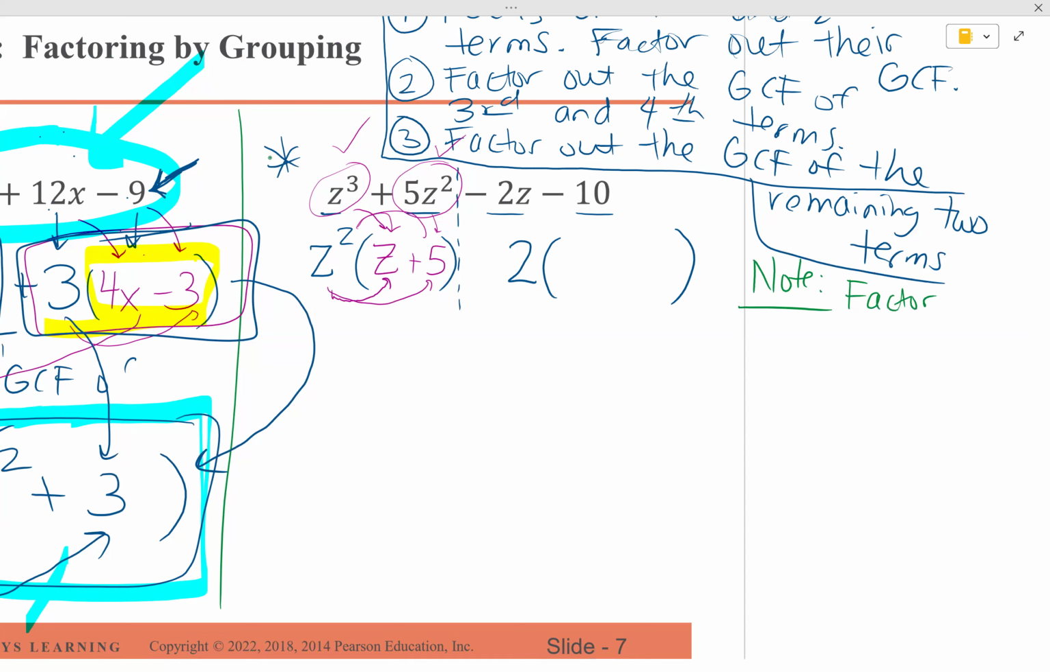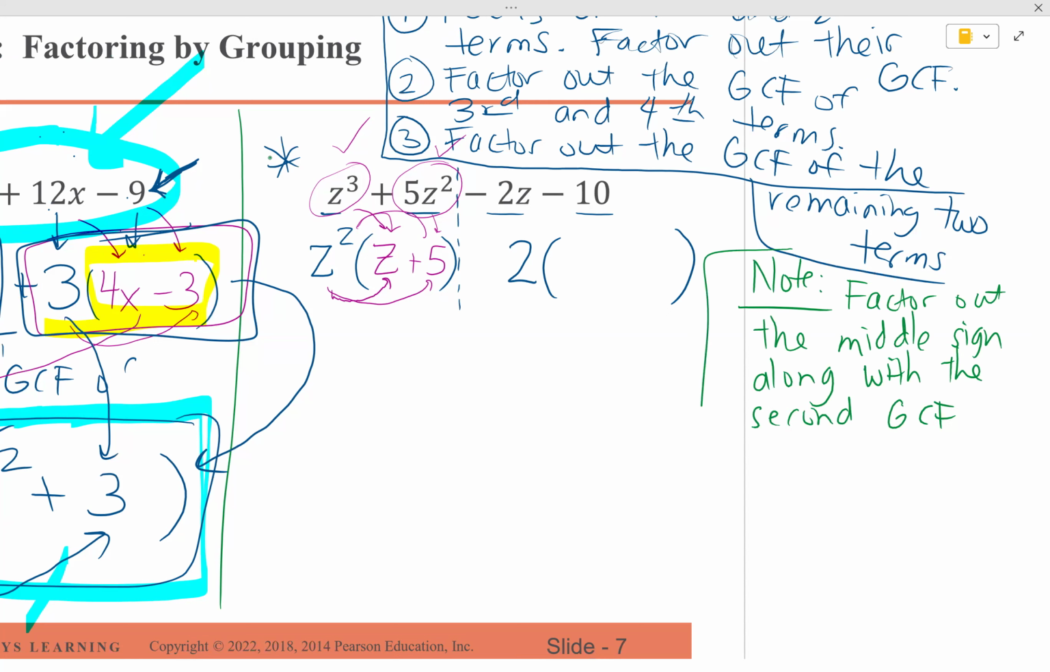Factor out the middle sign along with the second greatest common factor. So at this point, I factored a 2 out, but what really needs to happen to make this whole thing work is this sign right in the middle of the problem between the second and the third term. That has to be the same sign as your second GCF here, and that's what I'm working on.